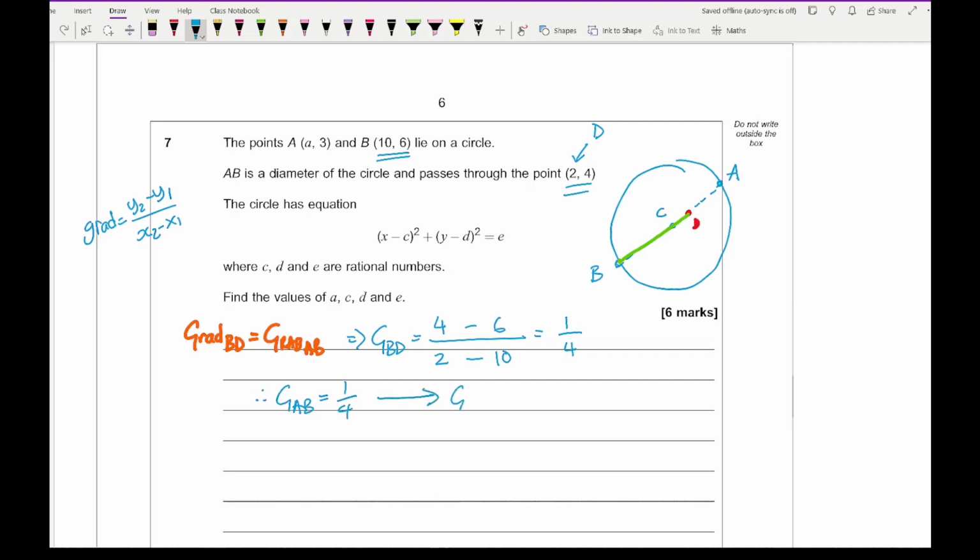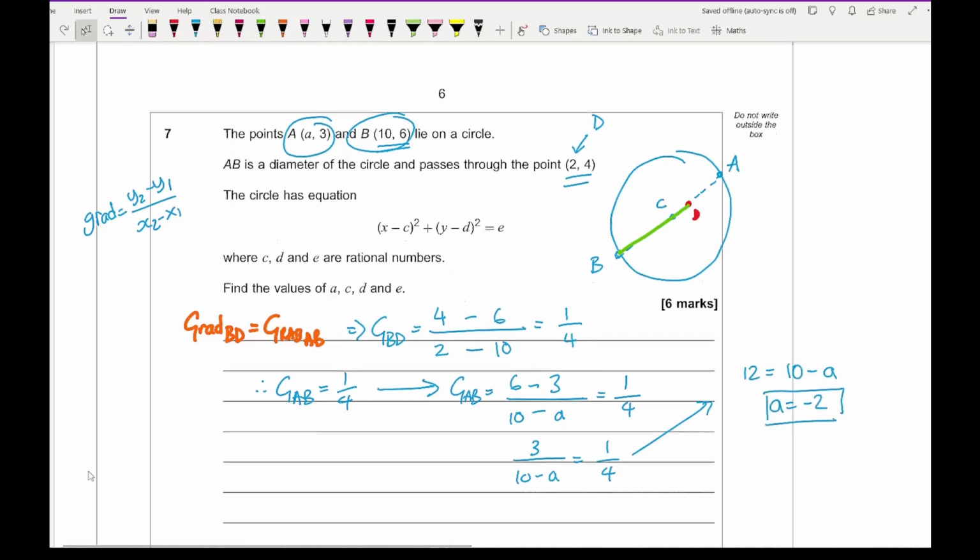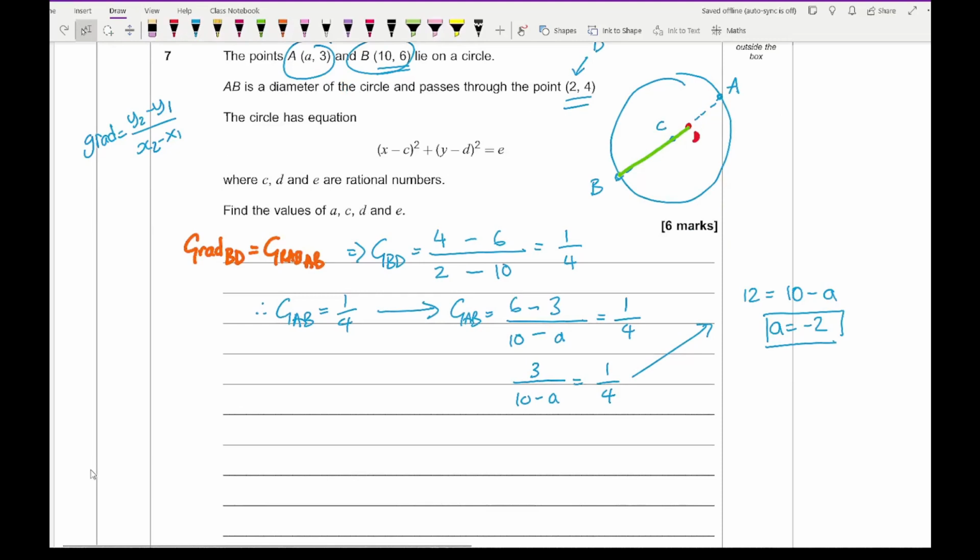So then using the gradient of AB and using these coordinates here, I get 6, 10, and I get 3A, and that equals 1/4. So simplifying that, what do I get? Well, I get 3 over 10 minus A equals 1/4. Then if I do a bit of cross multiplying, I get that 12 equals 10 minus A, so A equals minus 2.